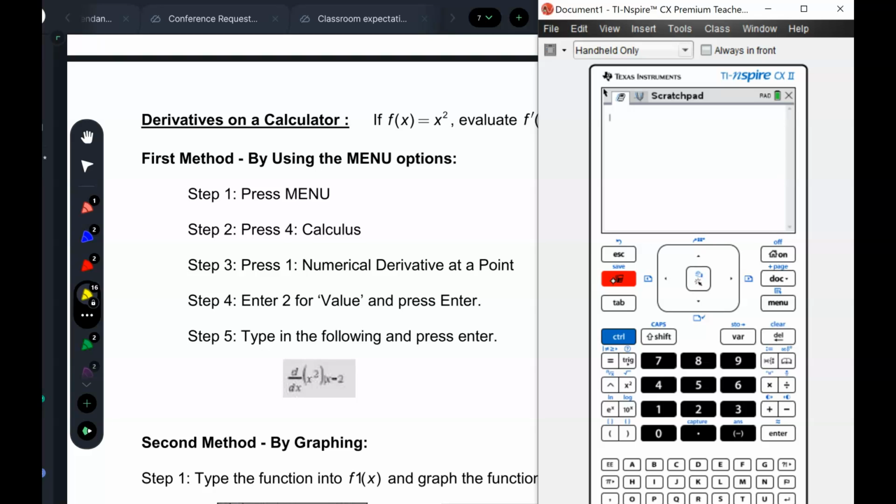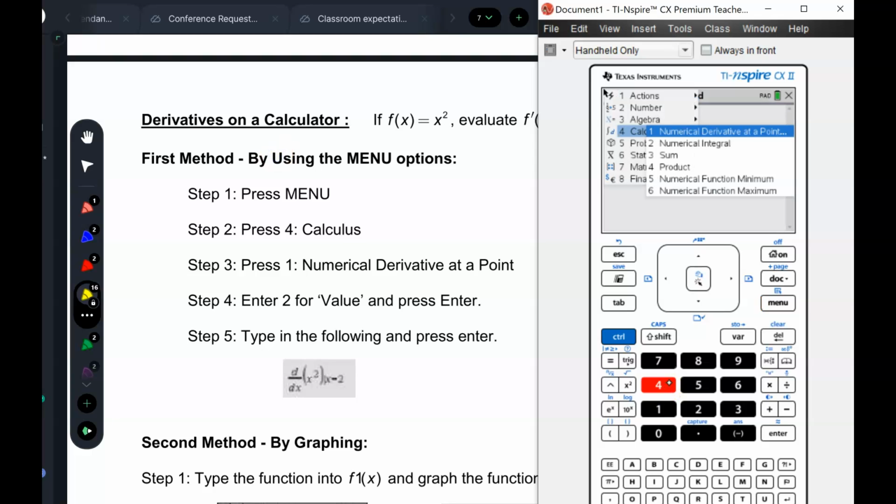All right, so I'm going to show you a couple ways. If you press menu. You're not supposed to go with the graph part? No, just in the calculator part. Okay, notice there is a calculator option, number 4, and you can find a numerical derivative at a point.